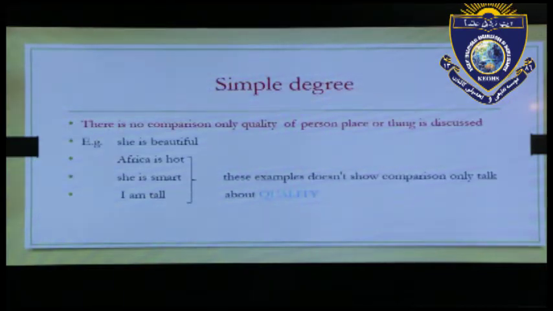In simple degree, there is no comparison. We only talk about the quality of person, place, or things. We do not compare one thing with another thing, one person with another person. We only talk about the skills and quality of person, place, and things.